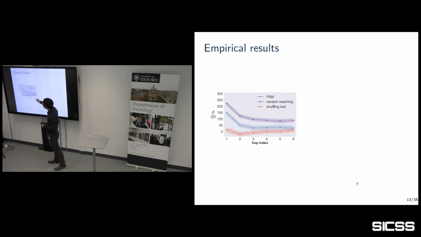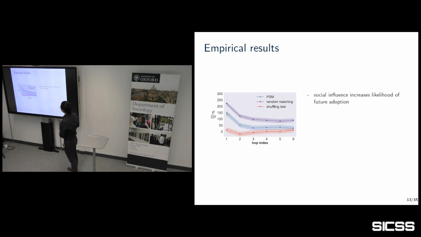What we see here is a curve where the x-axis is the hop index, meaning the distance away from the initial attendee. The y-axis is the difference in the likelihood of attending the event in the future relative to the likelihood of attending in the control group, estimated using a logistic regression. This number means that if you received a phone call directly from an attendee, you are 150% more likely to adopt it in the future compared to a person who has not been influenced.